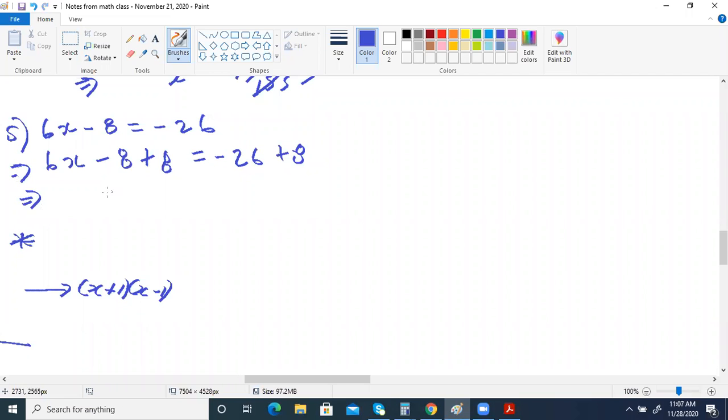What's next? Then you'll have x equals minus 18. Then you divide both sides by 6, and x equals minus 3. Nice. So that one was quick and easy, right? So let's do the other one.